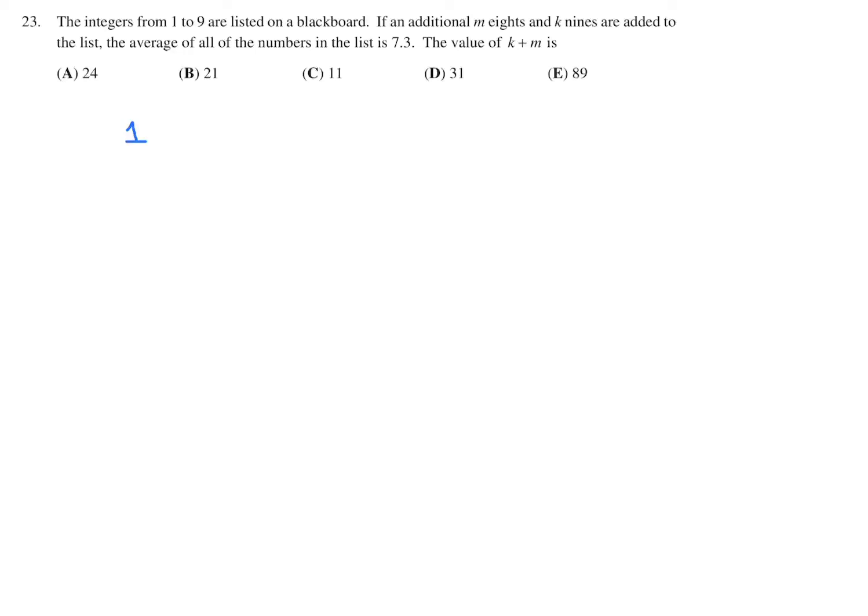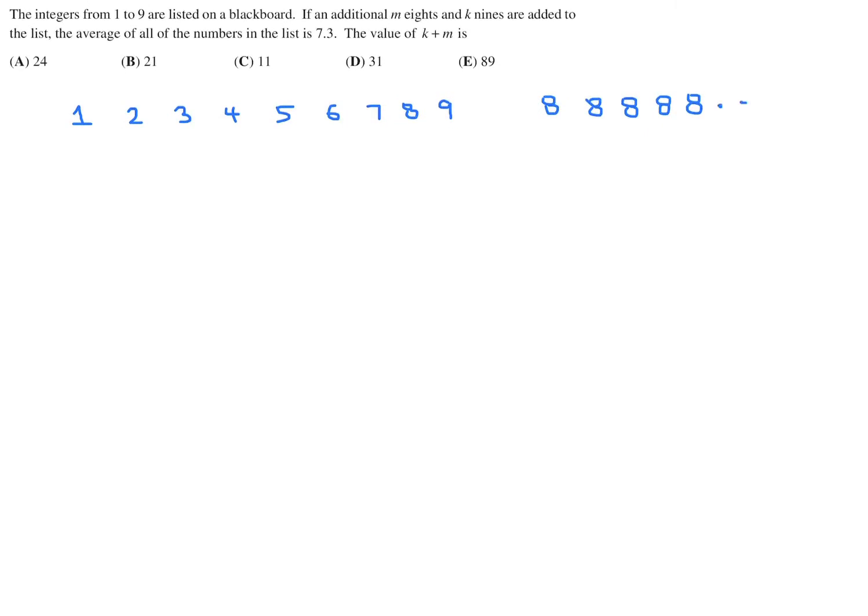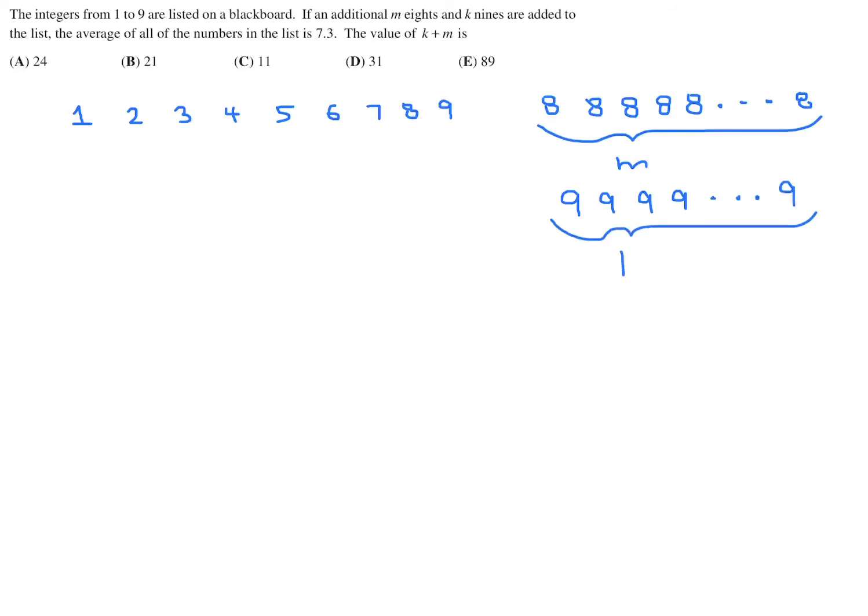So you've got a blackboard and they've written the numbers 1 through 9 on it. And then in addition, they put a whole bunch of 8s. 8, 8, 8, 8, dot, dot, dot. We don't know how many 8s, but the only thing they tell us is that there's m of them. And then they also put a whole bunch of 9s. 9, 9, 9, 9, dot, dot, dot. And we don't know how many, but they tell you there's k of them.